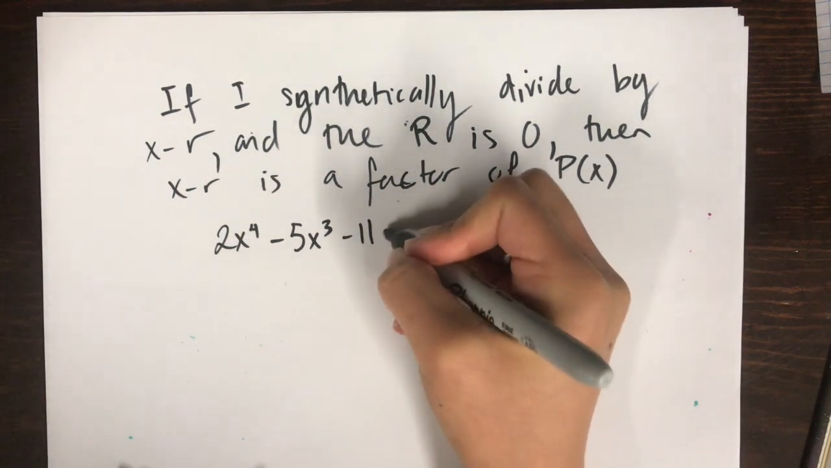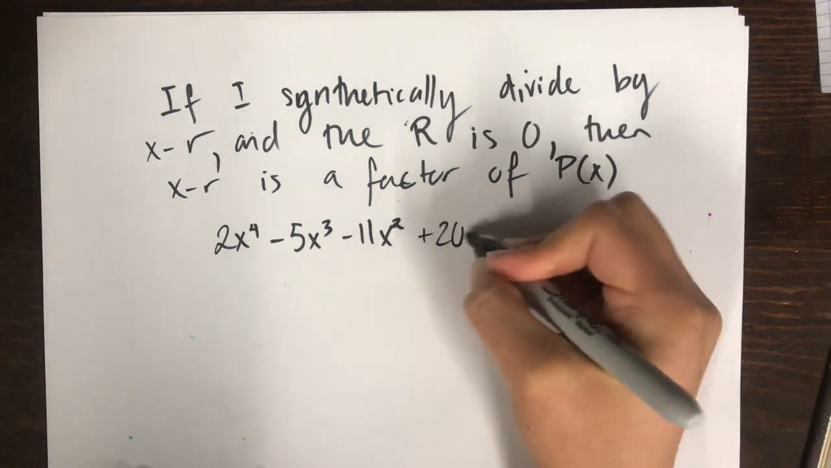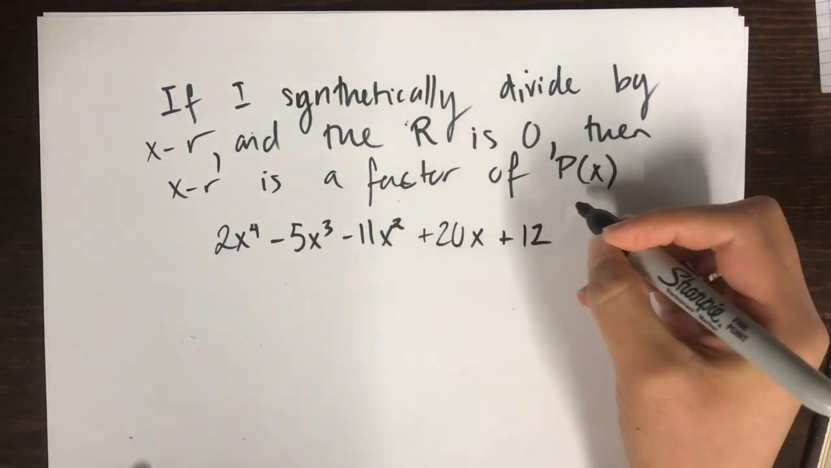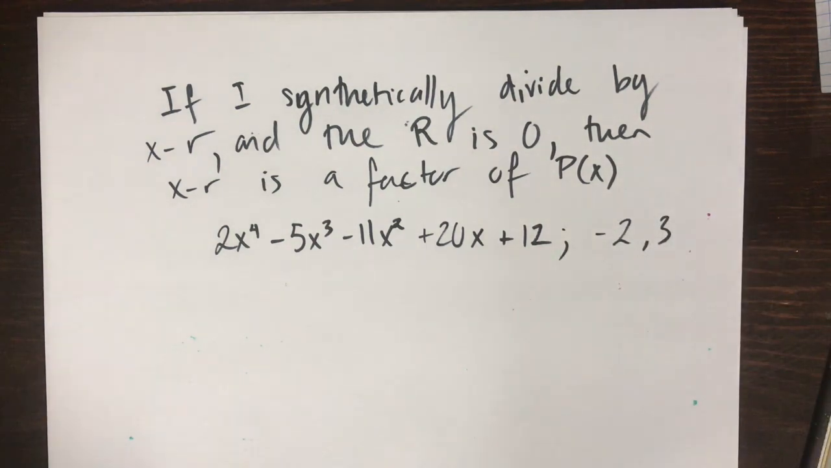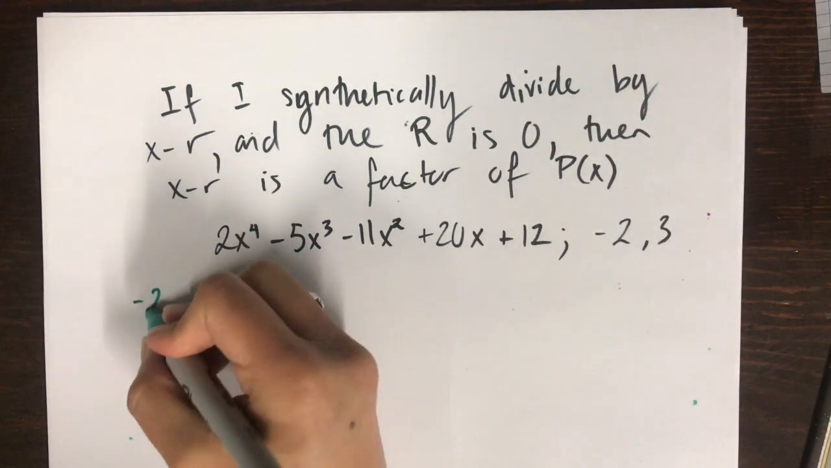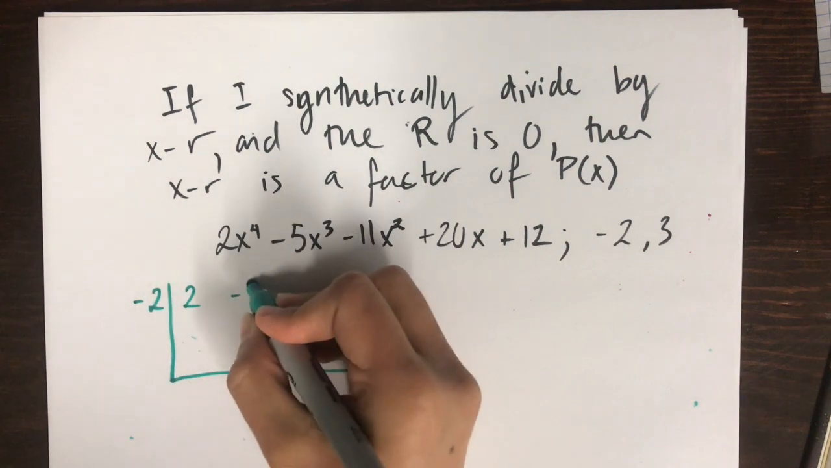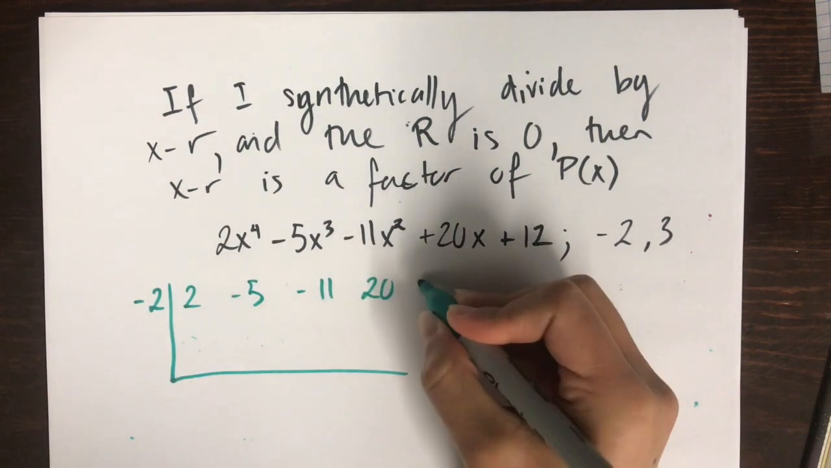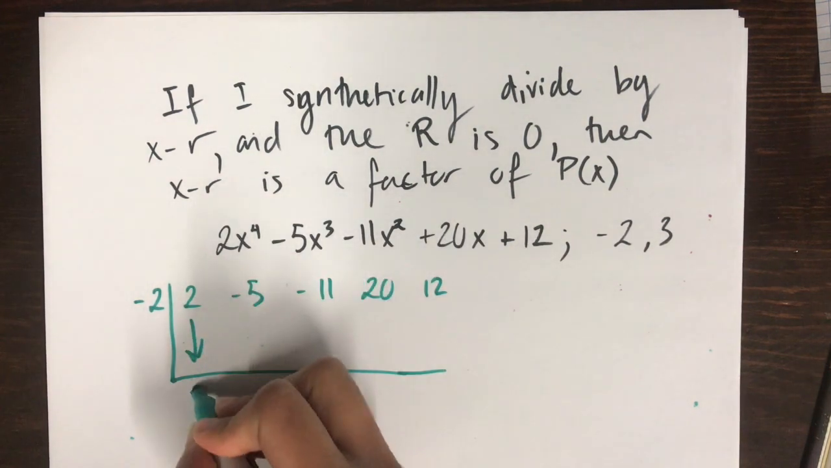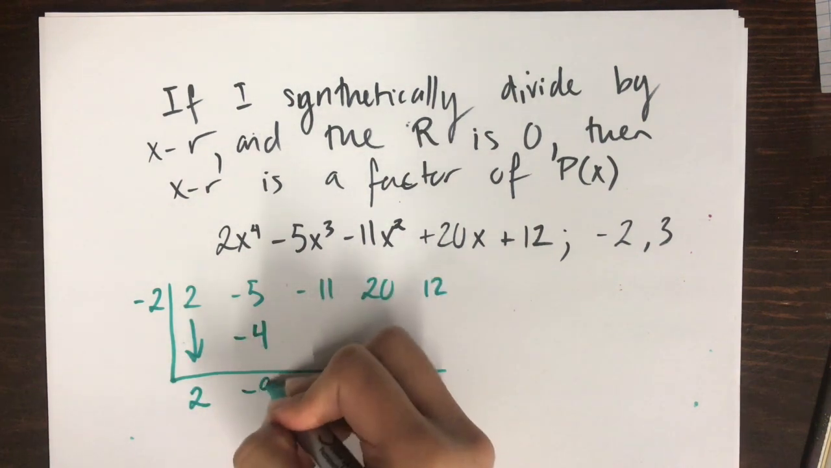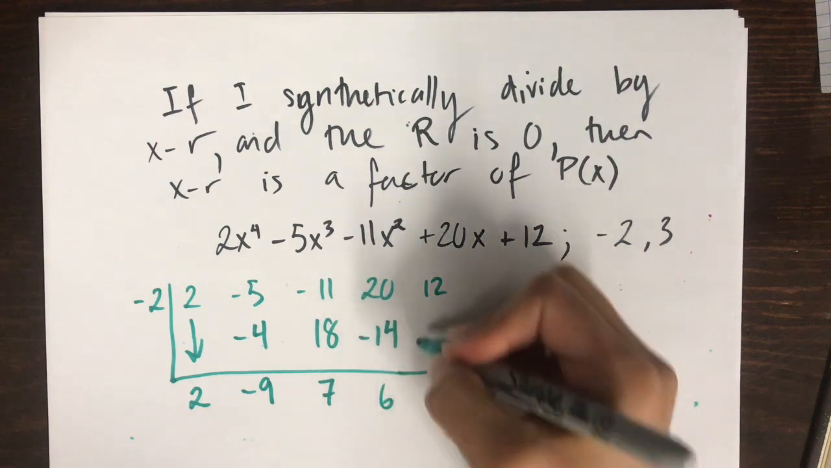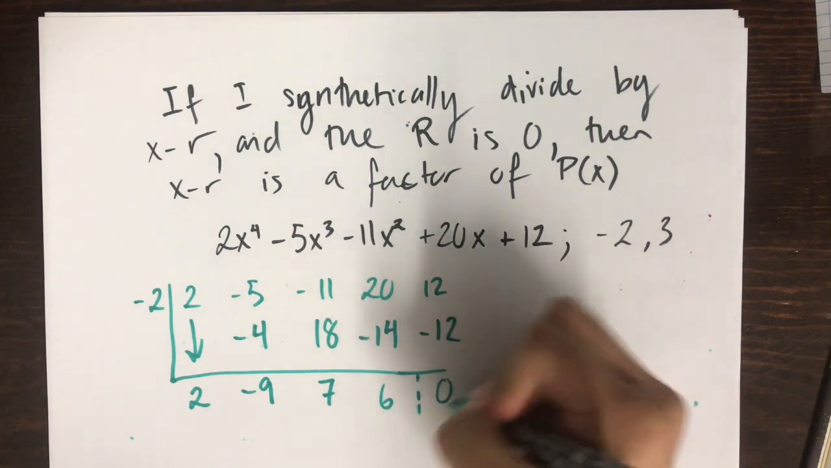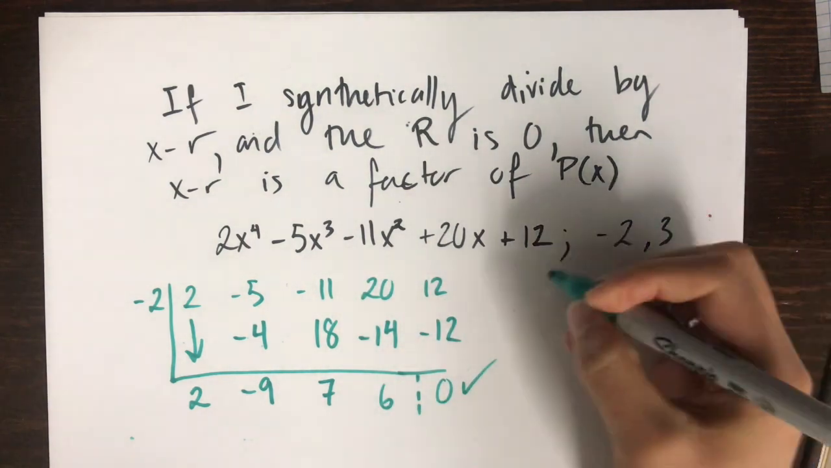Okay, so what does that mean? We're going to do an example where we make this happen. I have this long polynomial, and I'm going to try to figure out if x plus 2 and x minus 3 are factors. In other words, are negative 2 and 3 roots? Do they have a remainder of 0? So I set up a synthetic division with all of my coefficients. I bring down the 2, I multiply, it's negative 4, I add, it's negative 9, I multiply, it's 18, I add, it's 7, I multiply, it's negative 14, I add, it's 6, I multiply, it's negative 12, and then I get a remainder of 0, which means that negative 2 was a root.